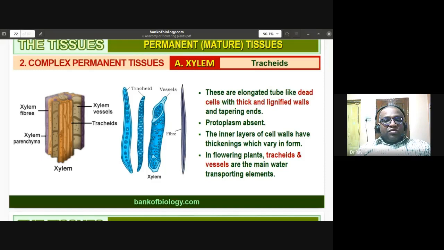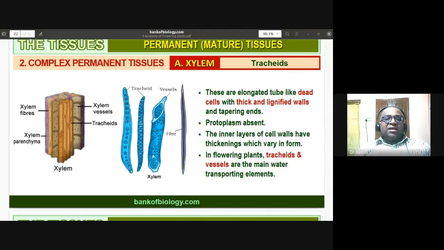The inner layer of cell walls has thickenings which vary in form. The thickenings can be annular, or just like a spring, a spiral type of lignification, or the lignification could be ladder-like, which we call scalariform, or reticulate. So the ornamentation of that lignin varies. Accordingly, different types of tracheids or vessels are there.